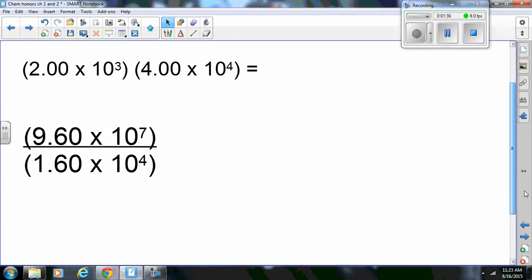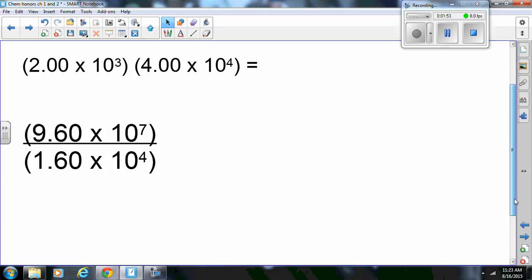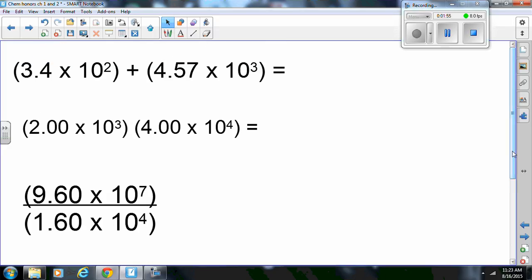When you divide with scientific notation, you will divide your two numbers, 9.60 divided by 1.60, which comes out to 6. And your 10 to the 7th and 10 to the 4th, you just subtract them. So your final answer, 6.00 times 10 to the 3rd. So these are three different ways to deal with scientific notation. If you were subtracting, it's the same rule for addition.